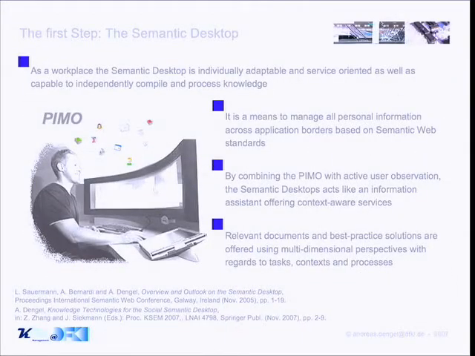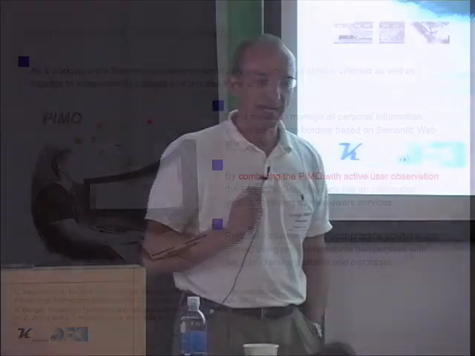And so this is also the basis for the so-called Semantic Desktop, which is a kind of adaptive personal assistant towards the handling of information and allows a lot of different functionalities. I'll talk about this later. But most important, it combines the PIMO also with user observation. So why do we need user observation? Because the user acts on specific tasks in specific contexts. And this is also a very valuable thing, how to assist the Semantic Desktop in how to help the user in the best way.